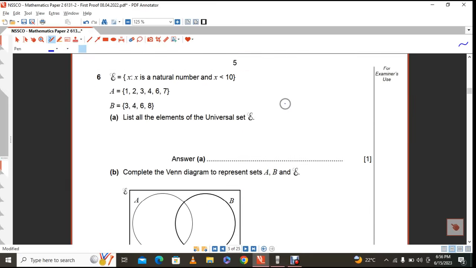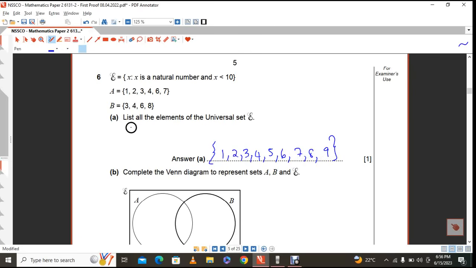Right, let's get to question 6. Question 6, a little bit of Venn diagrams, quite simple, straightforward Venn diagrams with set notation. They're saying that the universal set is a set of all natural numbers that are less than 10. So basically, you can list them. Well, they are the numbers 1 up to 9. Okay, 1, 2, 3, 4, 5, 6, 7, 8, and 9.